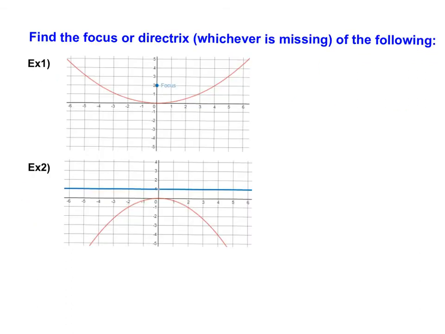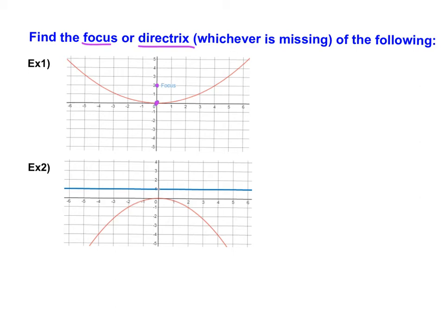So here we're just going to practice what we just learned and apply it to help us find the missing piece. So it says find the focus or directrix, whichever is missing, of the following. So here in example 1, I can see that I have the focus. Now remember, the focus is equidistant from every single point on that parabola, and the easiest way to find the directrix is to go straight down to the vertex.